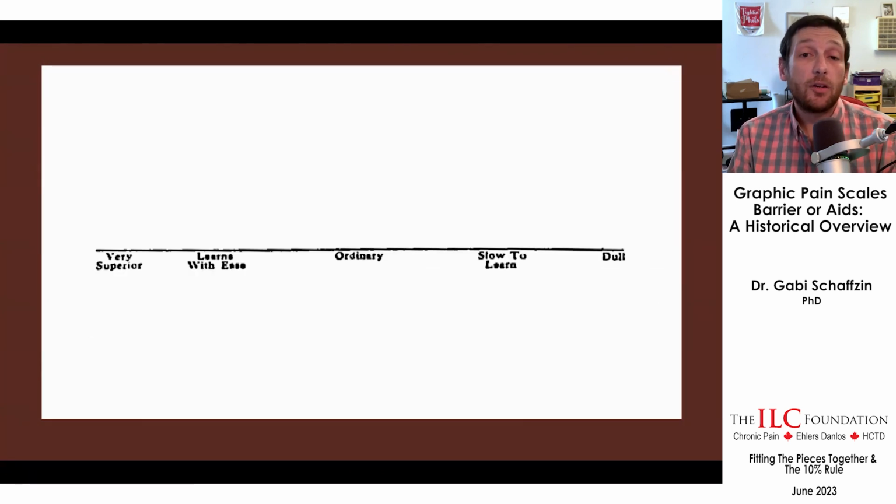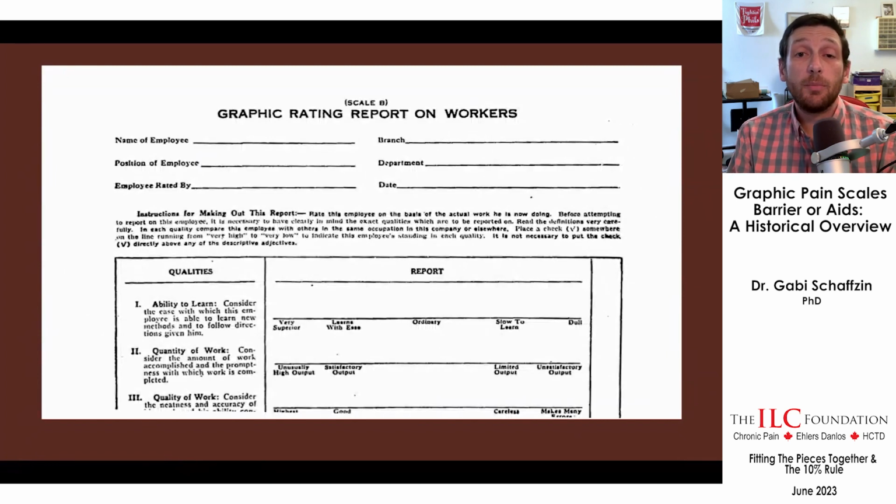This is the graphic rating scale, the grandfather of the visual analog scale. Notice how there are more than two bipolar labels, but it's still a smooth, unmarked line. And the reason this one reads very superior all the way on the left and dull all the way on the right is that it's from a form about the graphic rating report on workers.